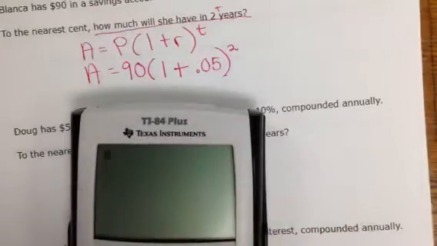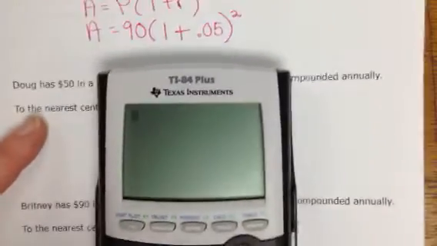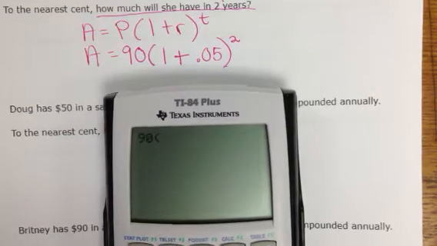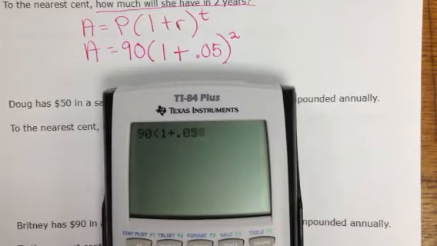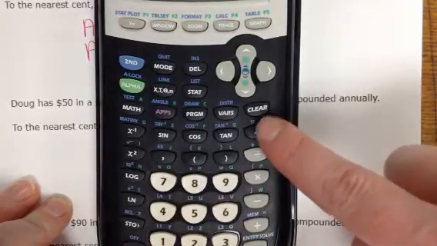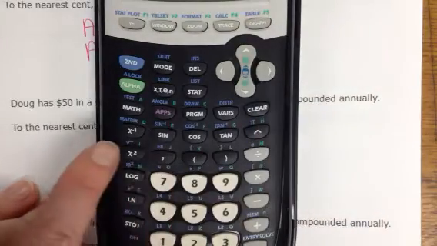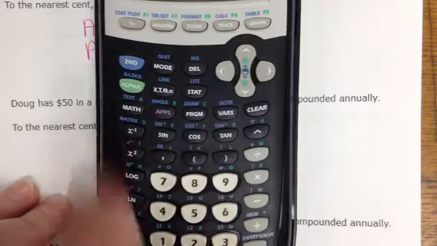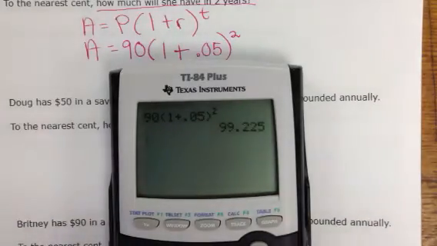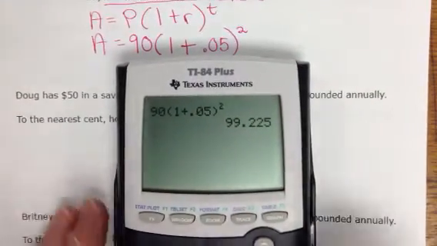Please practice it on your calculator just to make sure that you're entering it. Don't just watch me. You need to practice it. 90, open, 1 plus 0.05, close it. And then whenever my exponent is a 2, I could use this caret key, rooftop looking one, but it's easier just to hit this key that says x squared. So if I just push that, it's going to jump my little 2 up there as an exponent. Okay, so make sure that you did get 99.225.